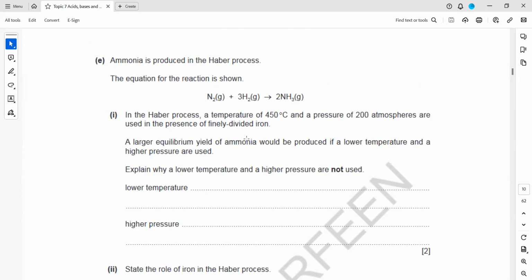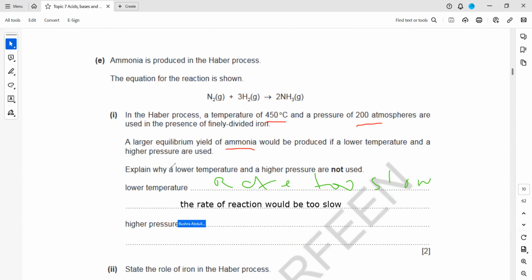The next is ammonia is produced in the Haber process. The equation for the Haber process is shown. In the Haber process, the temperature is 450 and the pressure is 200 atmospheres. A large equilibrium yield, like we get more product, if the temperature is lower and the pressure is high. Suggest why a low temperature and a high pressure is not used. Why did we not use a very low temperature? Because the rate of reaction would be very slow.